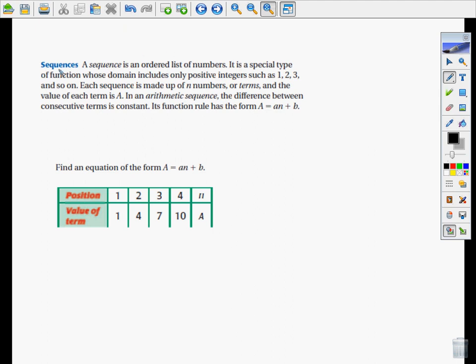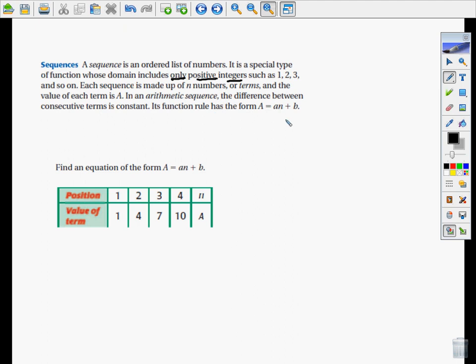All right, next we have sequences, and a sequence is an ordered list of numbers. It's a special type of function whose domain includes only positive integers such as 1, 2, 3, and so on. Each sequence is made up of numbers n, or terms, and the value of each term is called a. In an arithmetic sequence, the difference between consecutive terms, which are terms right next to each other, is constant.